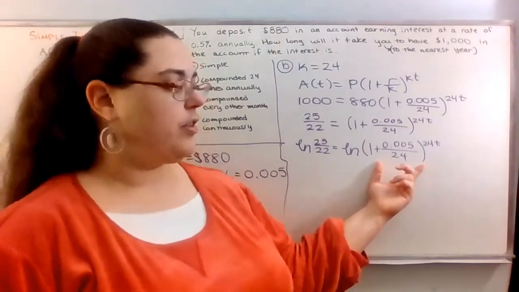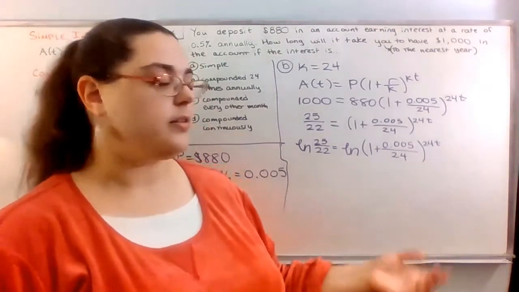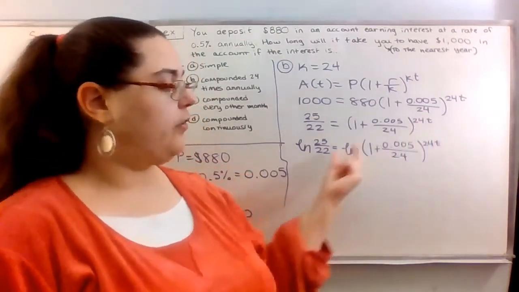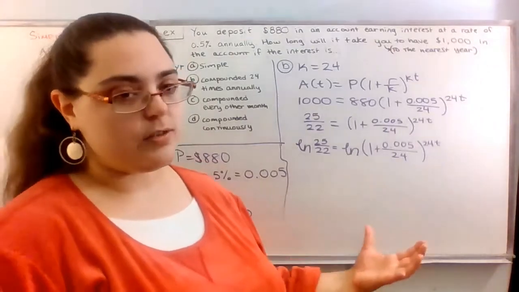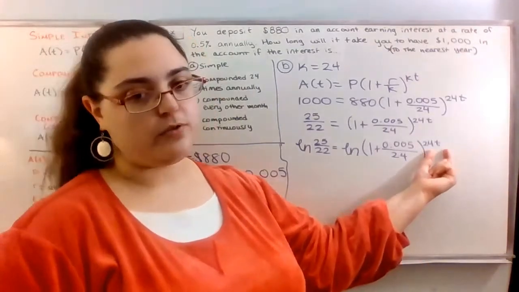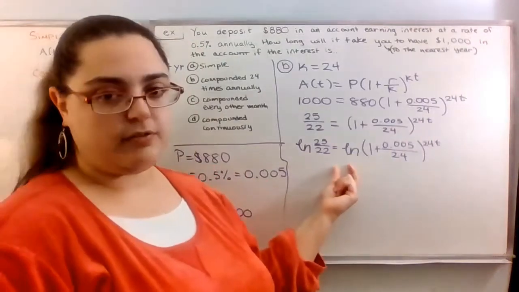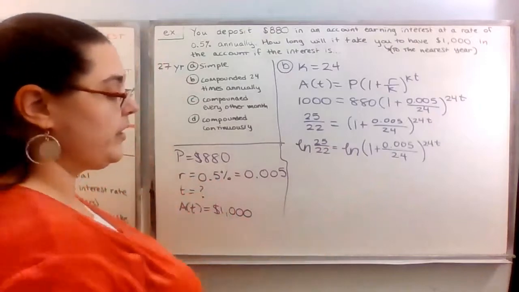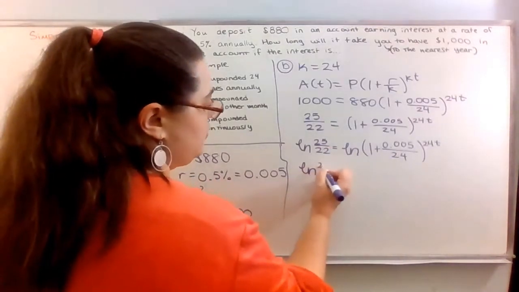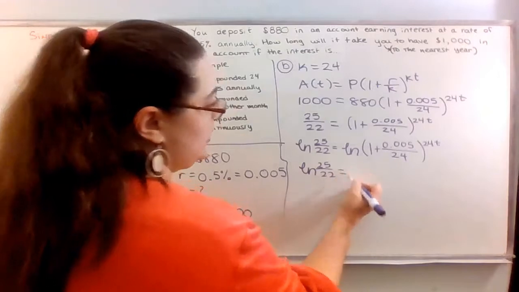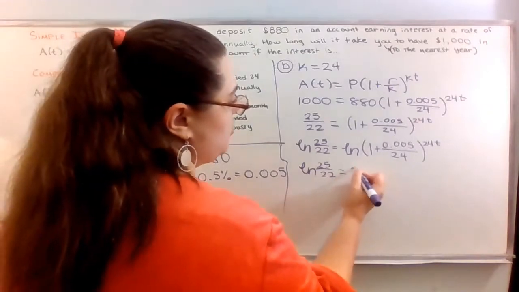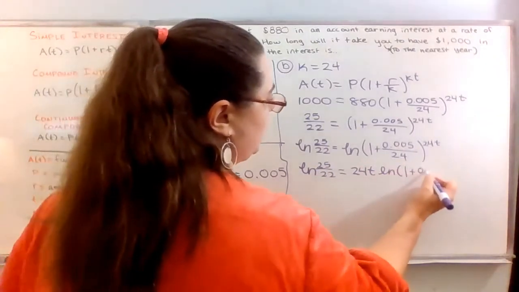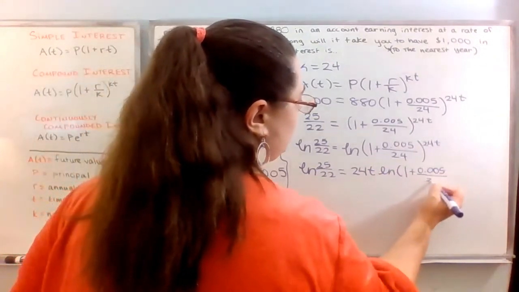But the reason any logarithm is going to work is because we have that property that says if you have a log of something to a power, you can bring that power out front as a factor. So what this is going to do is take this exponent of 24t and bring it down to the land of the living, right? It's going to bring it down so that it's a coefficient of this logarithm here. So we get the natural log of 25 over 22 is equal to 24t times the natural log of 1 plus 0.005 over 24.